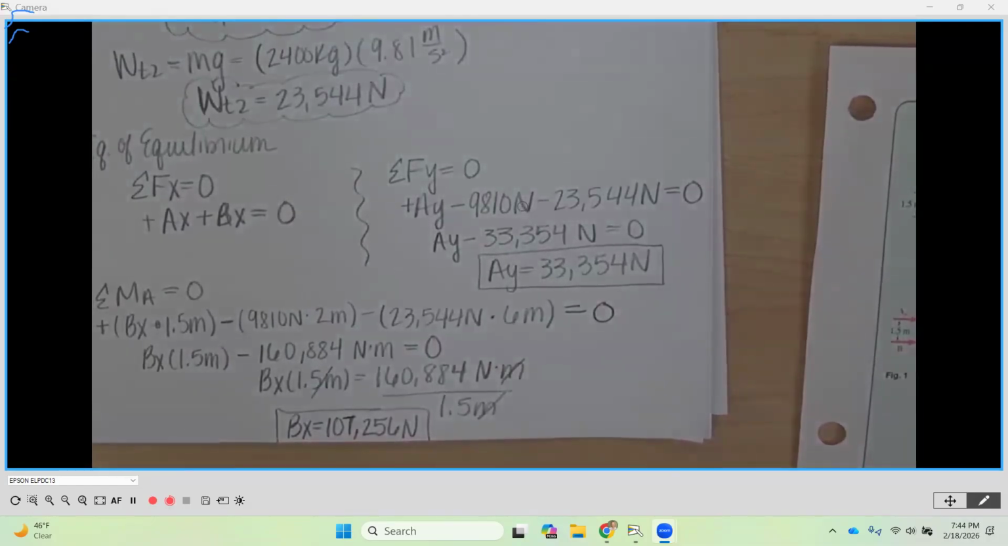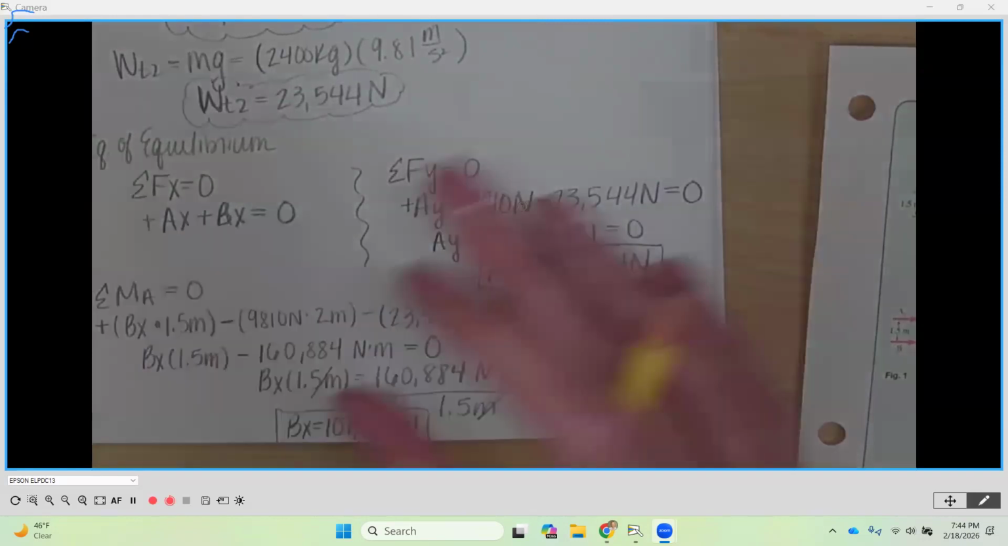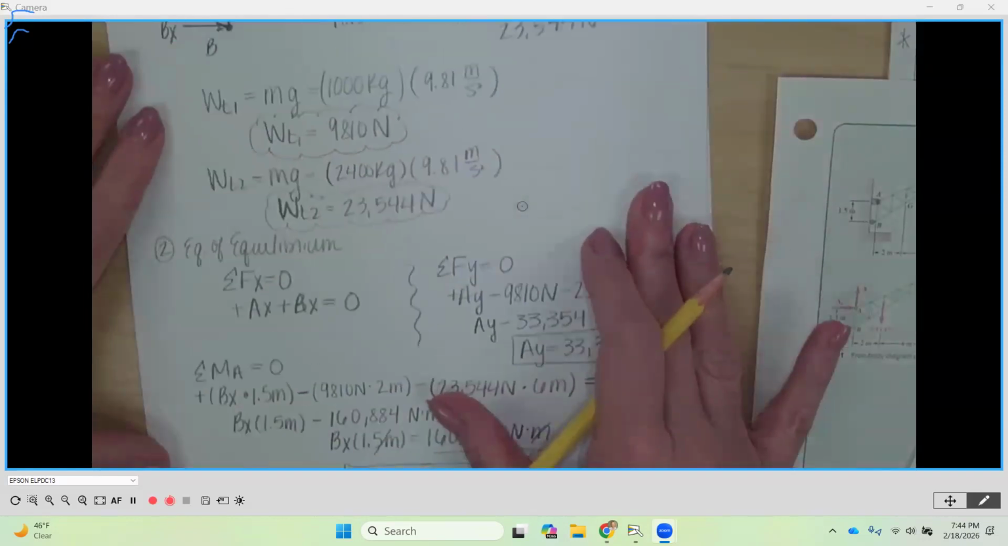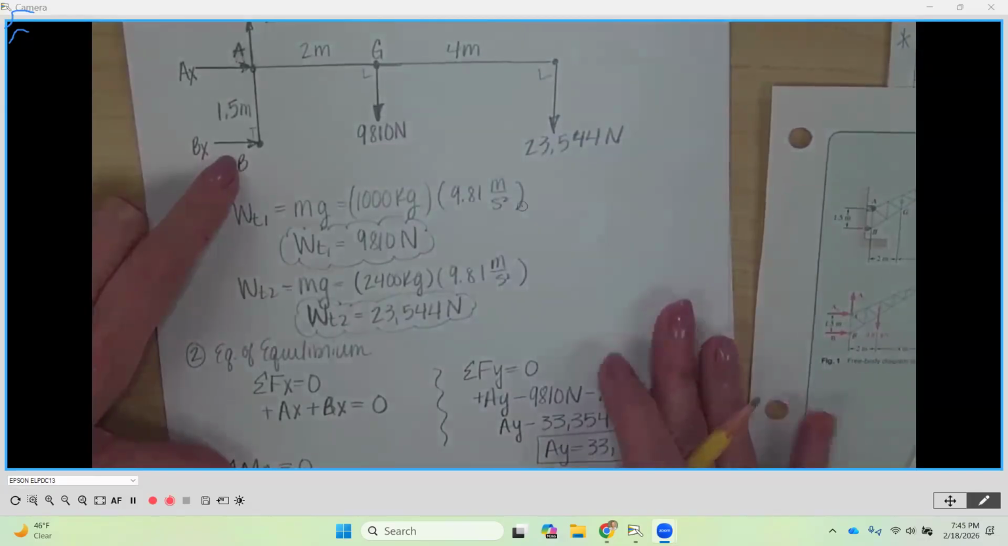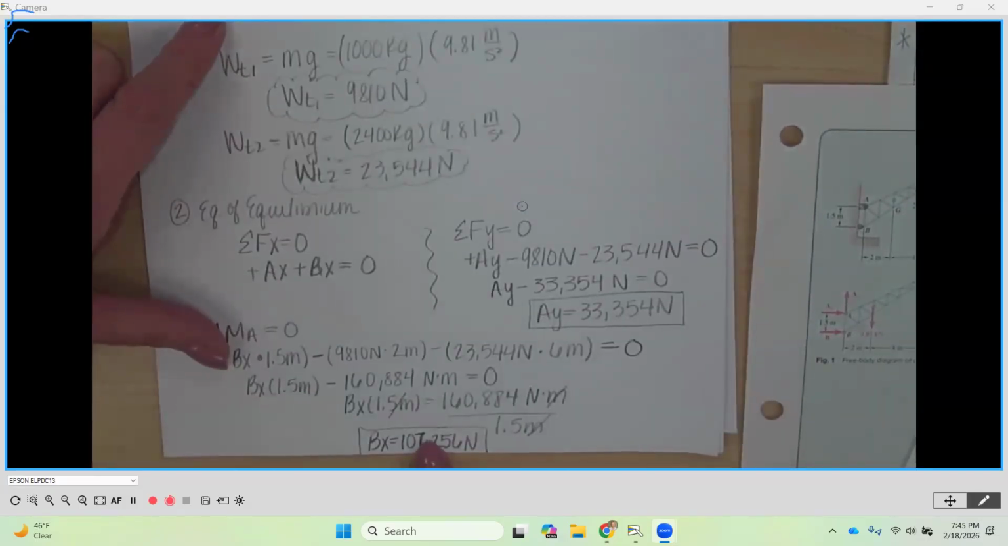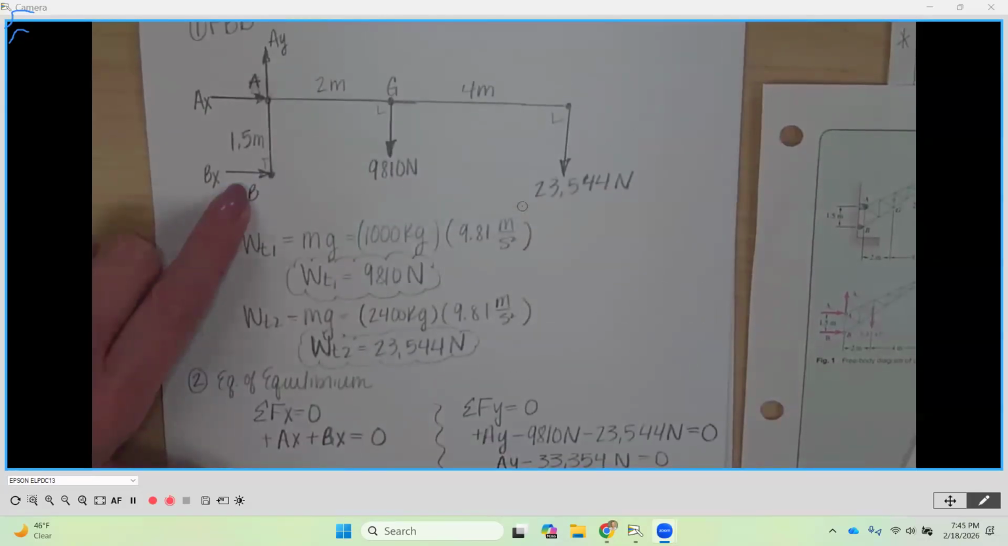You should get 107,256 newtons for Bx. It ended up a positive value, so that means the direction that we assumed, going to the right for Bx, was the correct direction. Yes, it was positive, but this positive final answer just means the direction is confirmed.